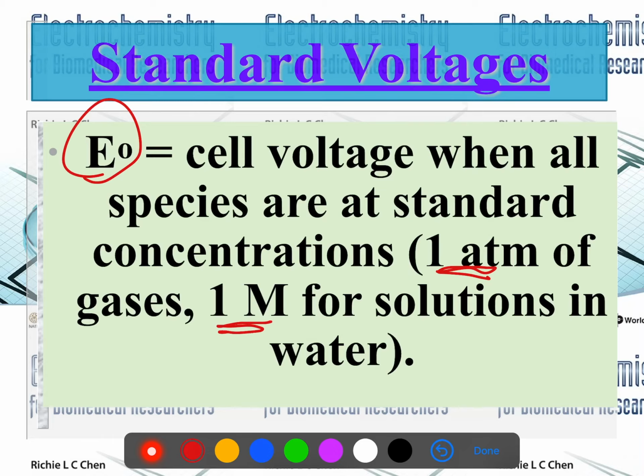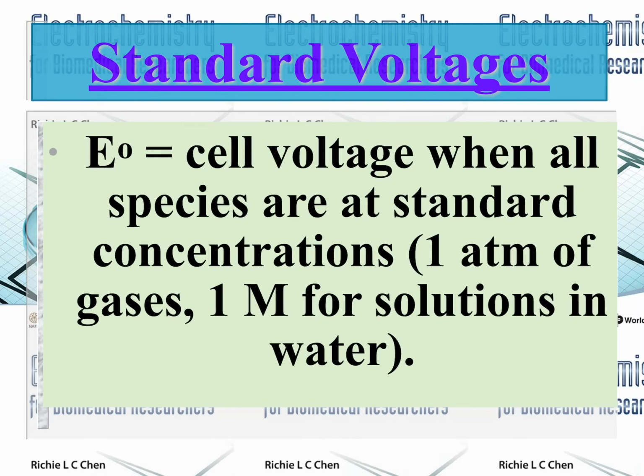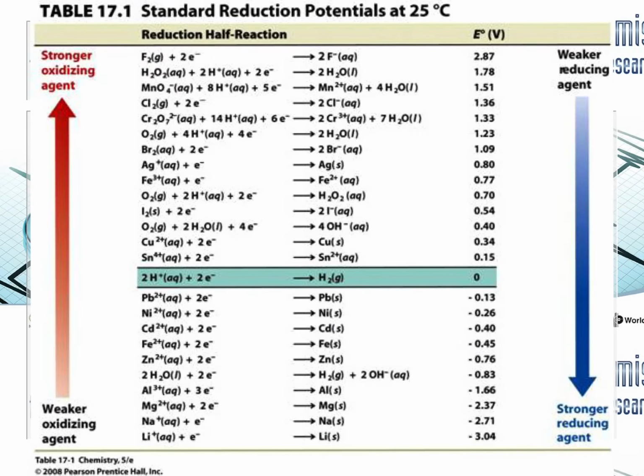Now, the voltage is a measurement of driving force. The more positive the voltage, the stronger the driving force is to reach equilibria in the forward direction. If you have a negative cell voltage, then the reverse reaction would drive forward. So again, voltage is a measurement of, hey, how far away from equilibria are we?